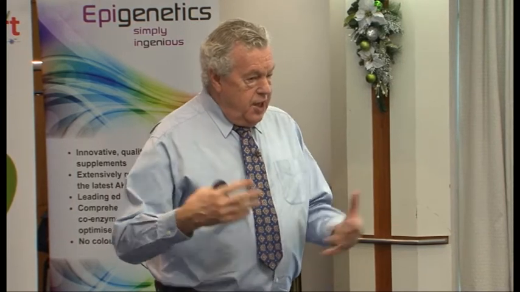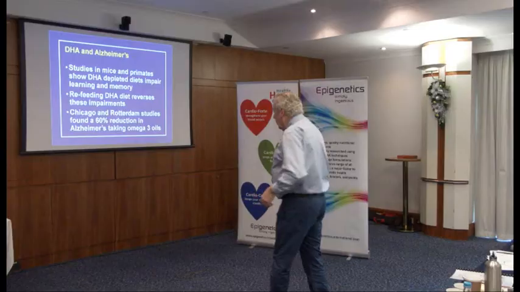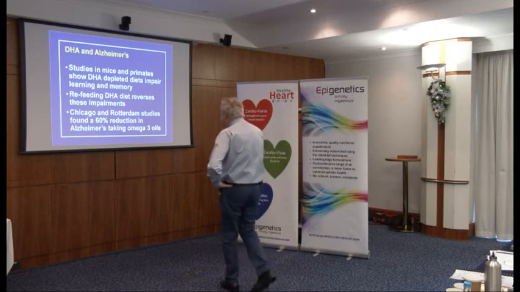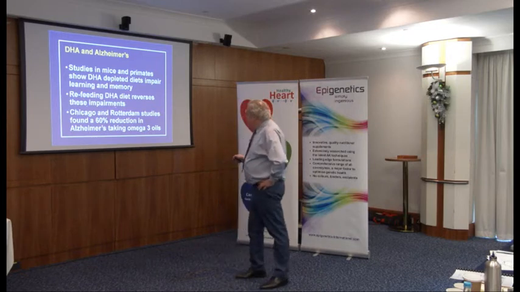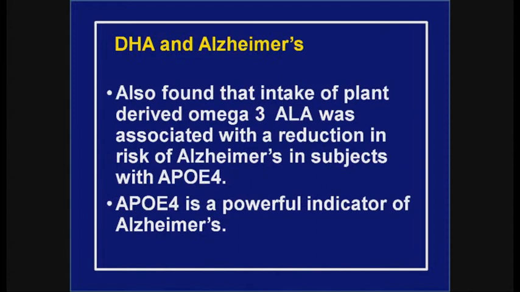Okay, so the skin is really a reflection of the ectodermal tissue in the body, which is the same as the neuronal. So when you look at the skin, you're really looking at the brain at the same time. So dry skin, dry brain. So remember that. Refeeding DHA diets reverses these impairments in learning. Chicago and Rotterdam studies found a 60% reduction in Alzheimer's incidence when taking omega-3 oils.